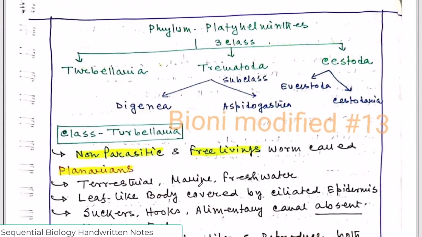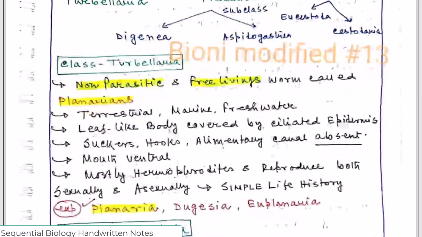Now the classification of this phylum Platyhelminthes. The phylum Platyhelminthes is divided into three most important classes: Turbellaria, Trematoda and Cestoda. Trematoda is again divided into two subclasses, Digenea and Aspidogastrea, and class Cestoda is divided into two subclasses, Eucestoda and Cestodaria. The first class is Turbellaria.